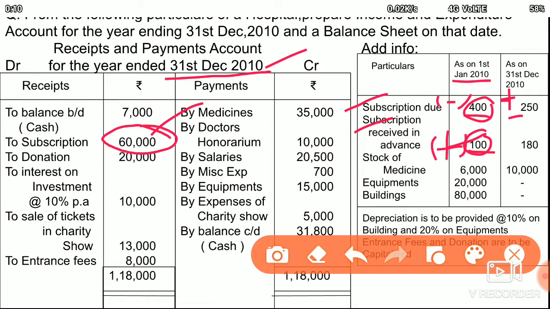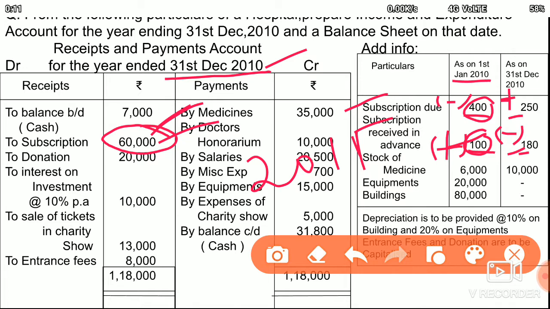On the other hand, 180 is the advance which is received in the current year. That means it will be there in the 60,000, and this advance we assume is for 2011. So this 180 is for 2011 and it is present in the 60,000. So we are going to subtract this.